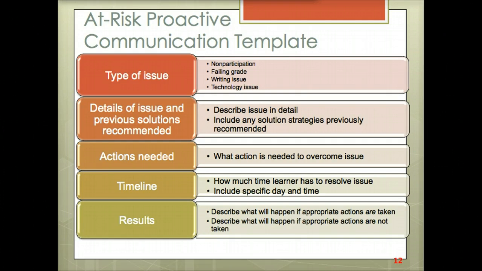By proactively communicating with learners, you can provide them with specific information about the issue and how to resolve it, and make it clear what the results will be if they do not take action. This will protect you at the end of the course if learners come back and state they had no idea there was a problem or that they were never told they were failing the course.